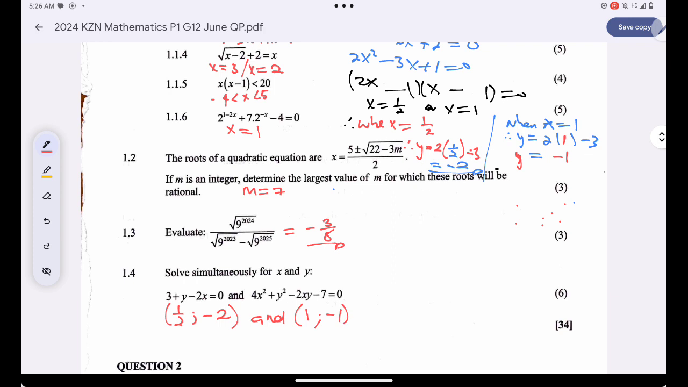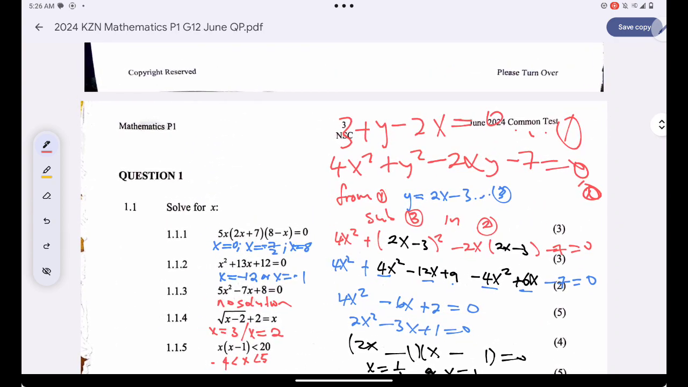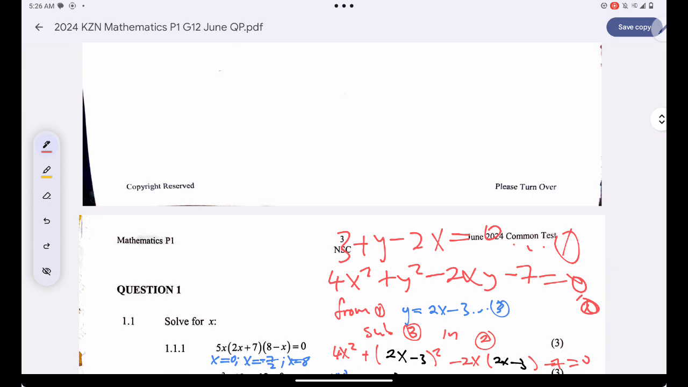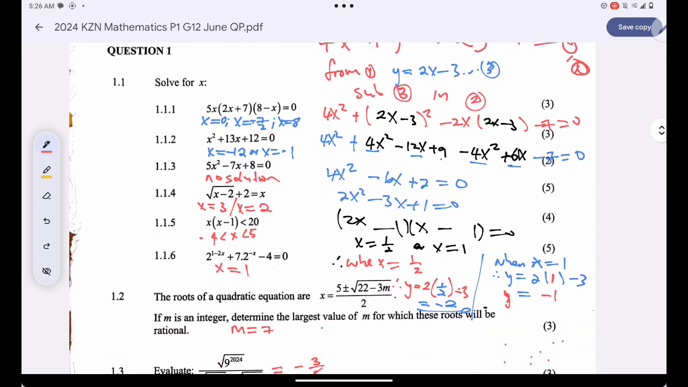This is how you should have answered question 1, guys, which is just algebra from the June common test, which was written in the province of KwaZulu.